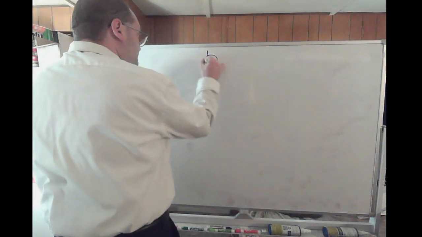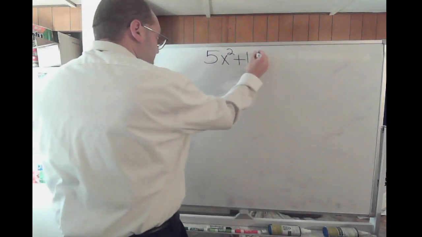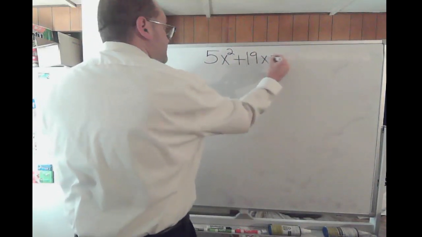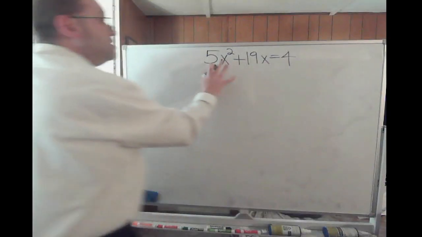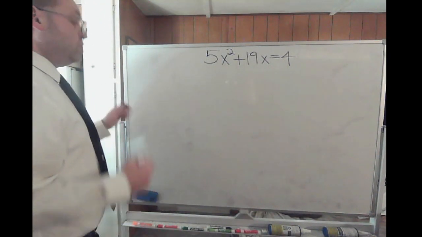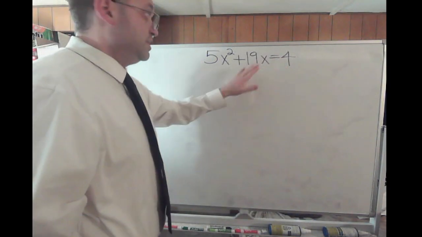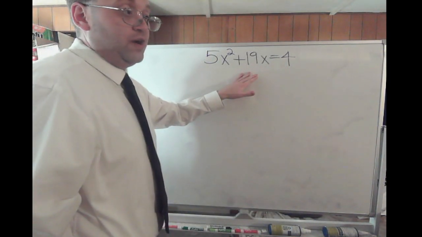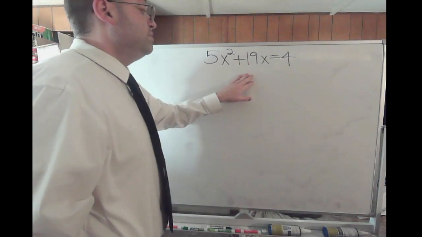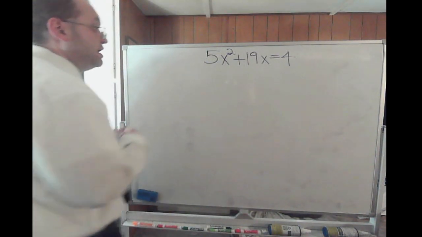Alright, so let's throw up some examples here. Say I have something like 5x squared plus 19x equals 4. Okay, so 5x squared plus 19x equals 4. Well, definitely the right side's a perfect square, but the left side's clearly not a perfect square, right? Okay, well, there goes the perfect square method. That's out the window.